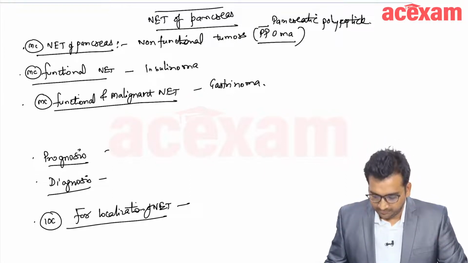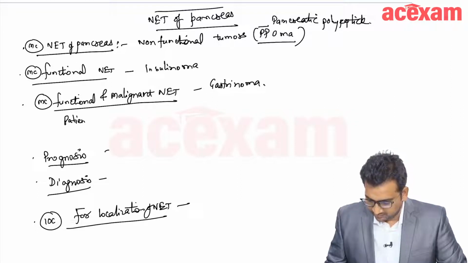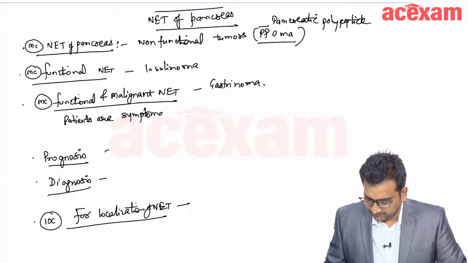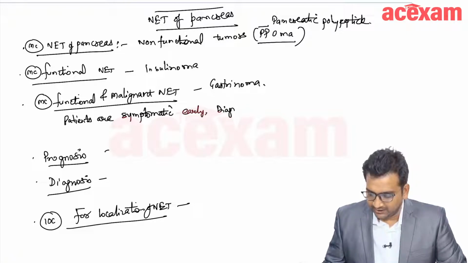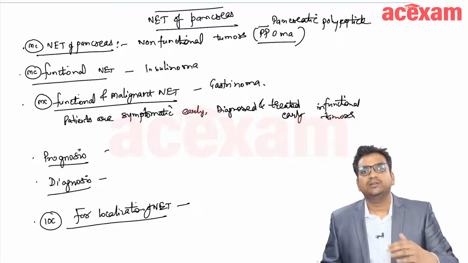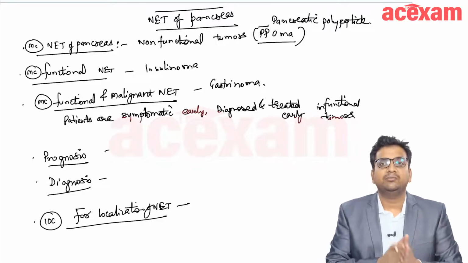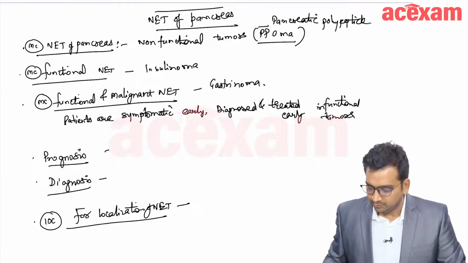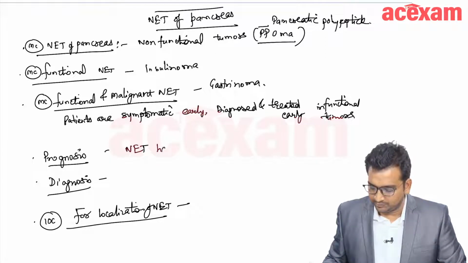Okay, so the patients are symptomatic early, they are diagnosed and treated early in functional tumors. Okay. Now, what is the prognosis? If you see the prognosis, neuroendocrine tumor versus adenocarcinoma, then obviously neuroendocrine tumor has a better prognosis than adenocarcinoma.